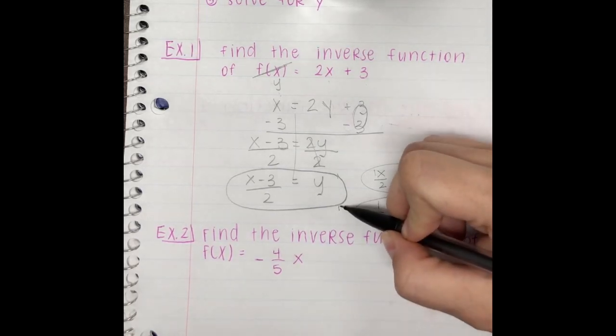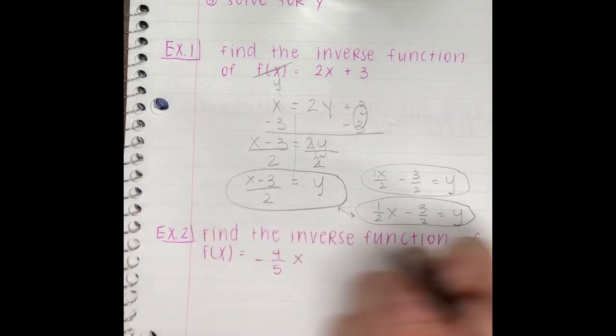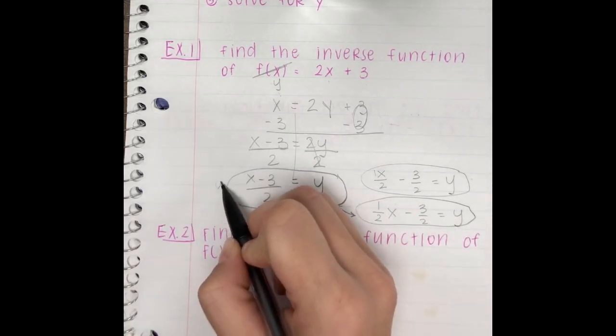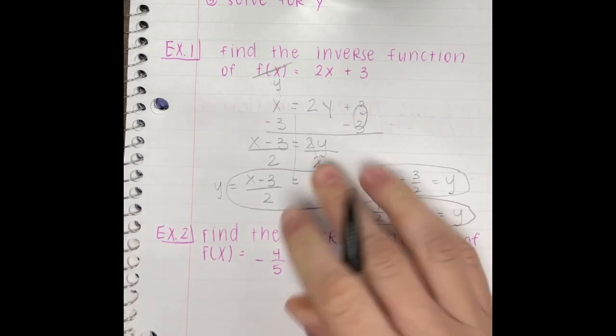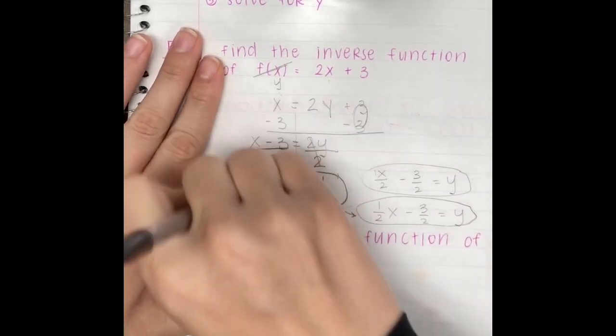You could see it usually written one of these 2 ways. This means the same, but usually it'll be written one of these 2 ways, okay? Or you can always move your y to the other side, and it means the same. So you could say y equals this instead of writing it. That still means the same thing, okay?